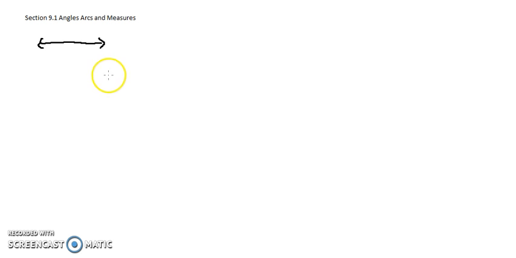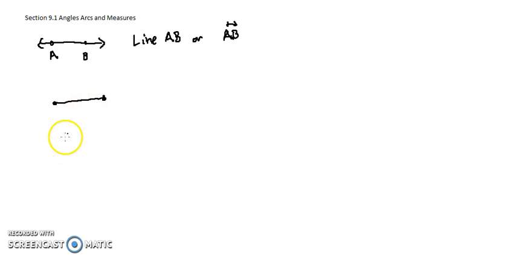Okay, so we know that a line looks like that. The arrows mean that we go on forever in each direction. And then remember that a line is named by any 2 points that are on that line. So this one would be line AB, or it may be written AB with a little line over it like that. Okay, and then we can also have a segment, and that means that it has 2 ends. Okay, so there's a line segment. So there's segment AB.